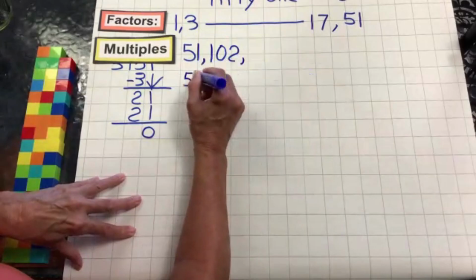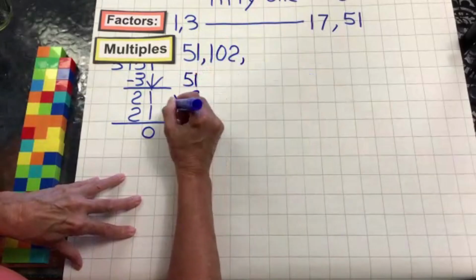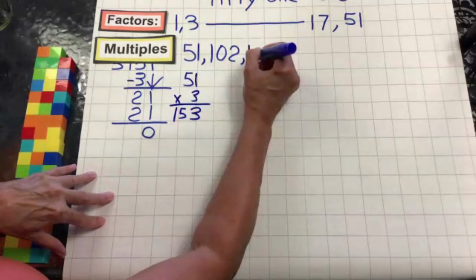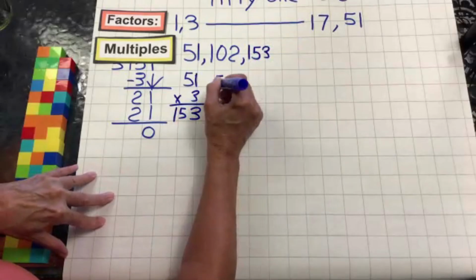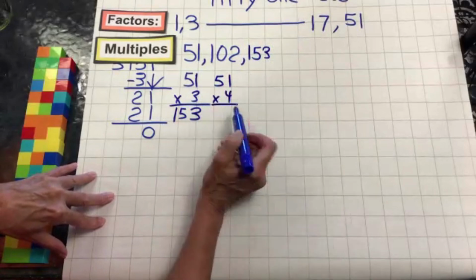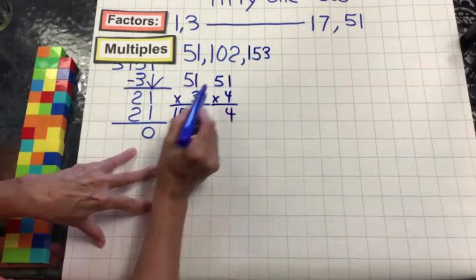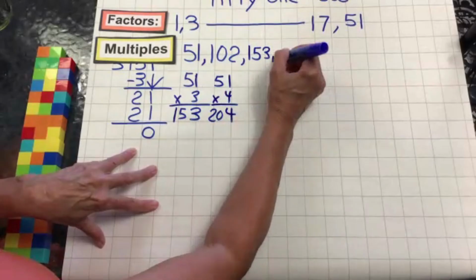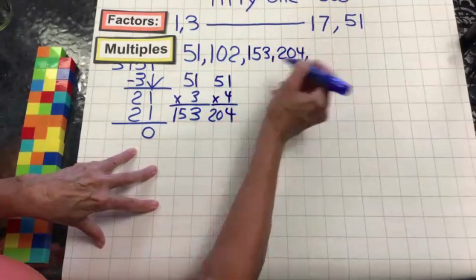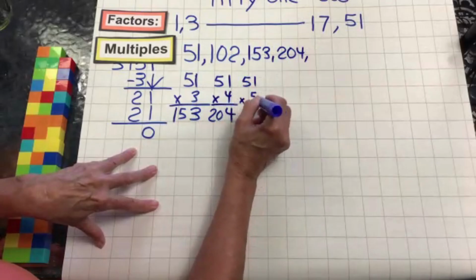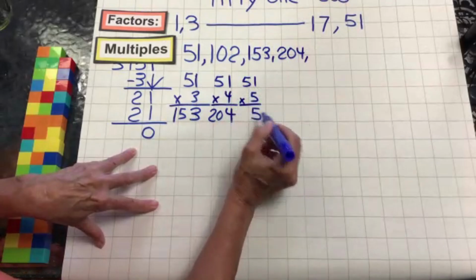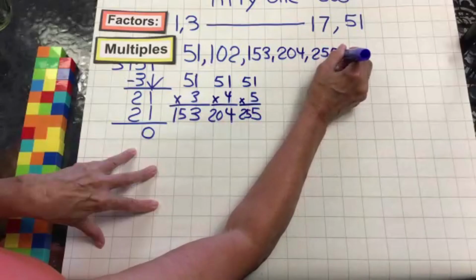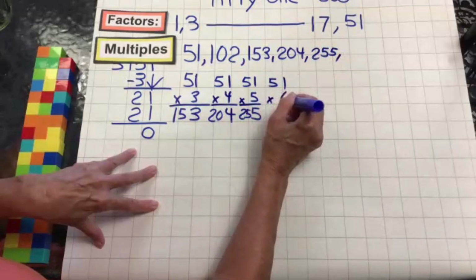All right, the next one: we're going to drop down here. We're going to do 51 times 3. 3 times 1 is 3. 3 times 5 is 15. So we have 153. 51 times 4. 4 times 1 is 4. 4 times 5 is 20. Getting carried away here. Y'all know what I'm doing. 51 times 5. 5 times 1 is 5. 5 times 5 is 25. So we have 255.